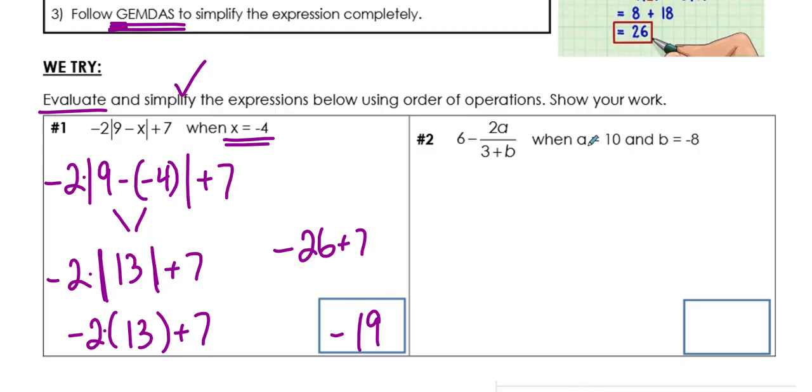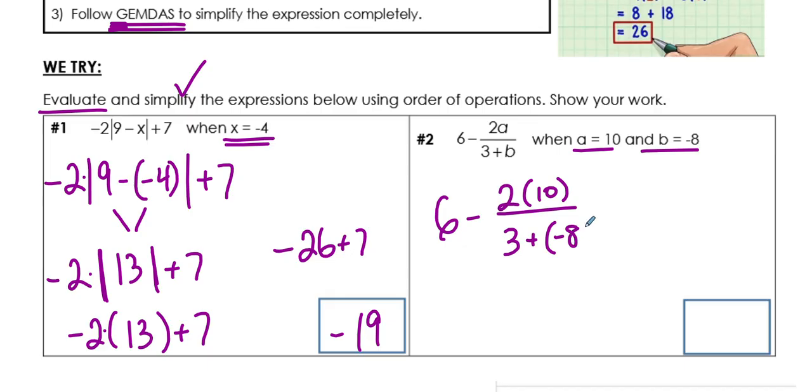I'm going to do the same thing here. I'm going to replace the a and the b with these values. 6 minus 2 times 10. Again, each number is going to get its own set of parentheses as we substitute it in. These big fractions, whenever you see something like this, that actually is a grouping symbol. And really, even more specifically, the top and the bottom are grouped separately.